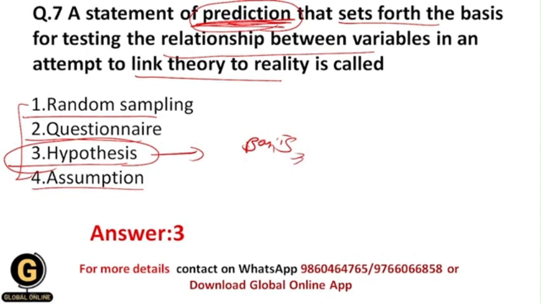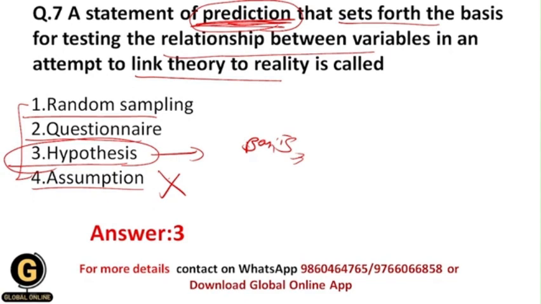About the testing of relationship between the variables under study. And as well, this is the attempt to link theory part to the reality. All of you getting? And that's why your correct answer should be hypothesis, not assumption, because there is a lot of difference between hypothesis and assumption. Assumption is only the thing which comes after our intuitive thinking, but hypothesis is the proper prediction.